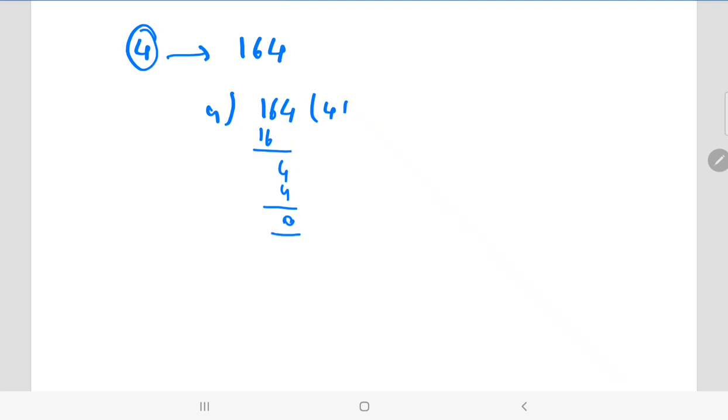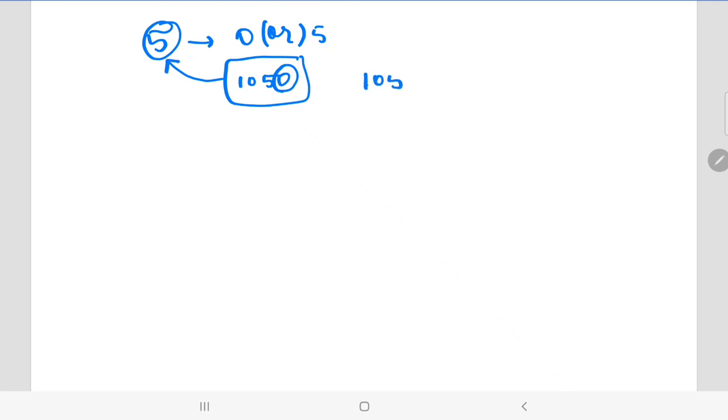So if I just take 164, 4 4s are 16 and 4 1s are 4. So in order for a number to be divisible by 4, if the last two digits are divisible by 4, then the whole number, however big the number may be, will be divisible by 4.